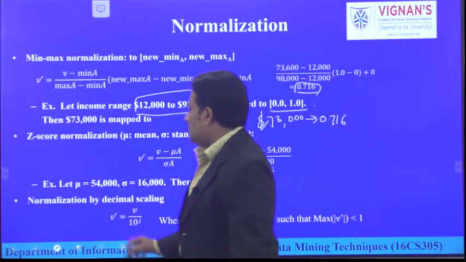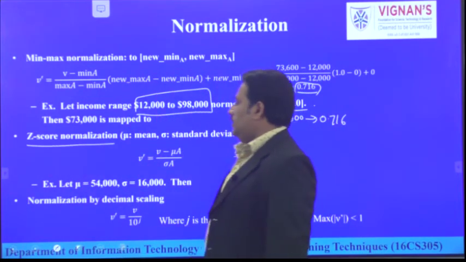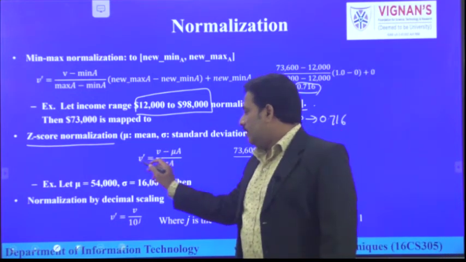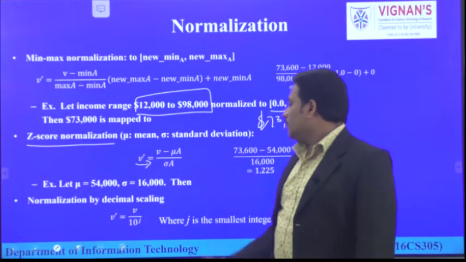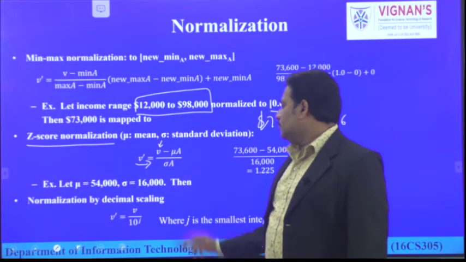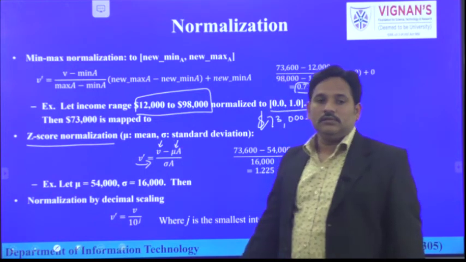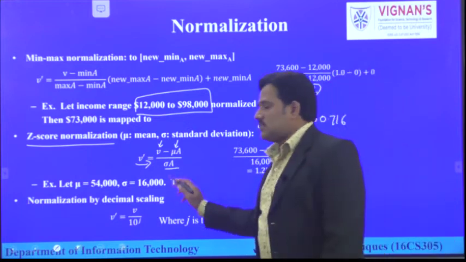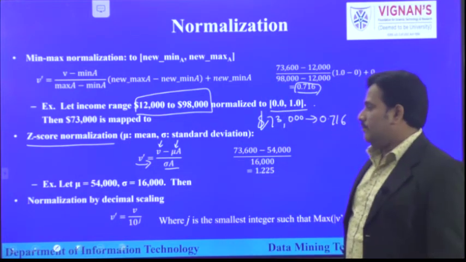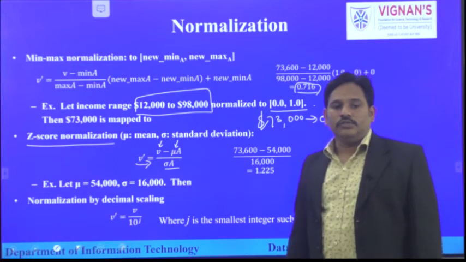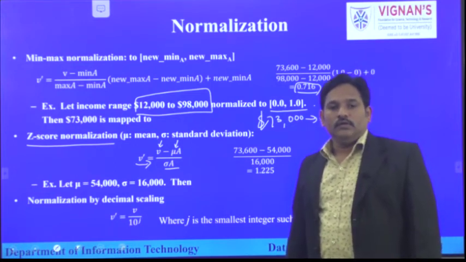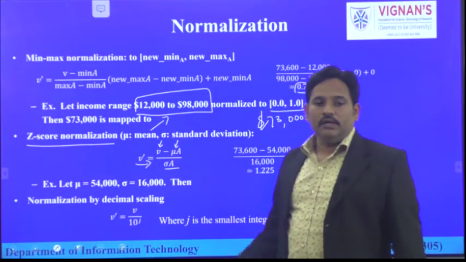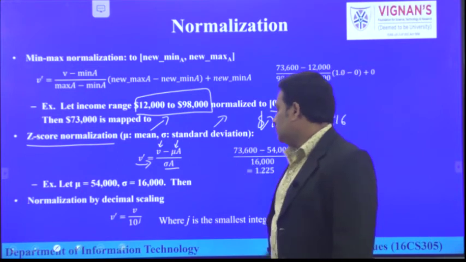The second approach is Z-score normalization. In Z-score normalization, we use this formula, where V dash is the newly obtained value, V is the value that you want to convert, mu is the average or the mean of the original data set, and sigma A is the standard deviation of the data set. So if you want to convert values using Z-score normalization, initially we have to calculate the mean value, that is the average value, and the standard deviation of the data set.